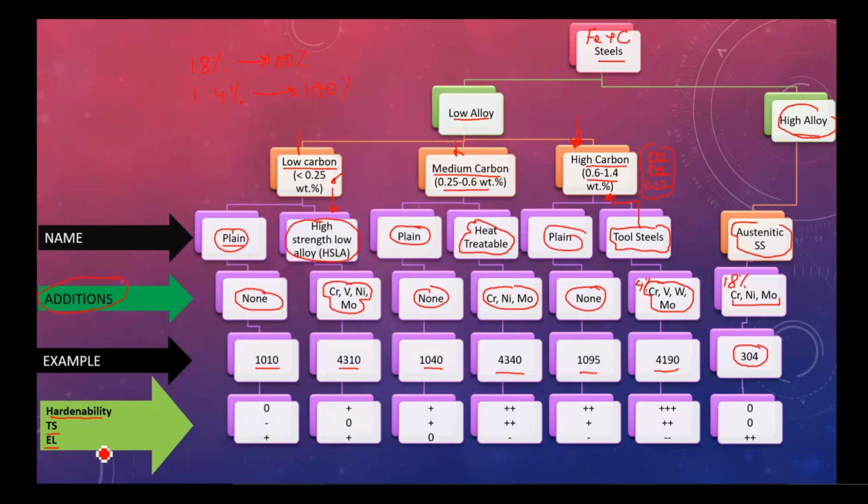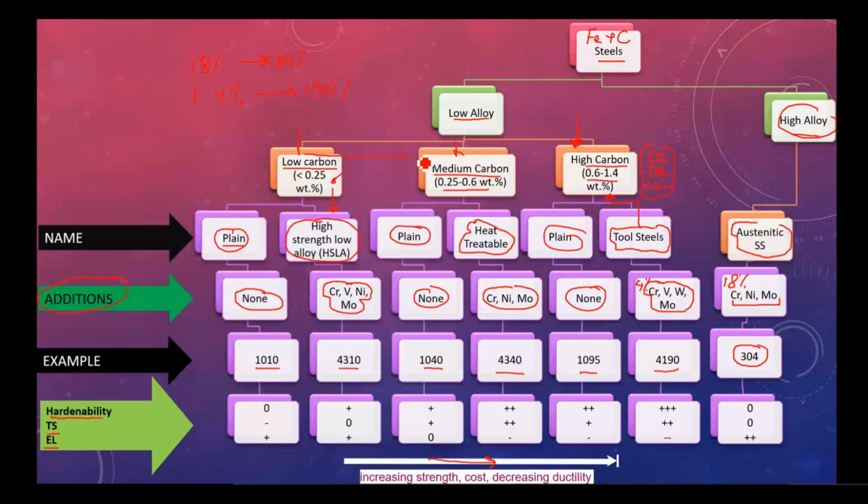Now, hardenability, tensile strength, elongation. Negative sign means lowest, 0 means a little higher, plus means a little more higher, plus plus means more, and plus plus plus means much higher. So if you look at the trend, you would see that the strength and cost is increasing in this direction as you move from low carbon to medium carbon to high carbon to high alloy. Your strength is increasing, your cost is increasing, and ductility is essentially decreasing. Except for this high alloy, you would see the ductility is decreasing.